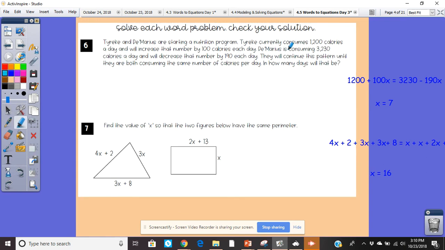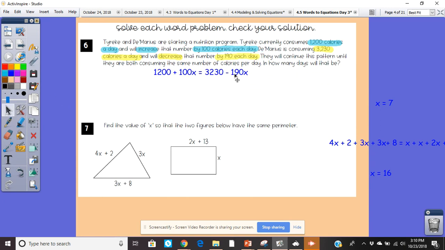So my tip for these is to use 2 different colors. So Tyreek is my first guy, so he's going to be one side of the equation. He's going to be one color. So 1,200 calories a day, and then he's going to increase by 100 calories each day. And then my next guy is Demarius, and he's starting at 3,230 calories a day, and he's going to decrease by 190 each day.